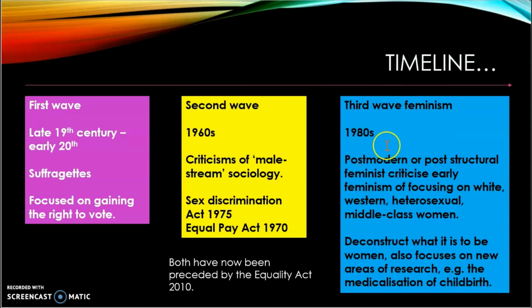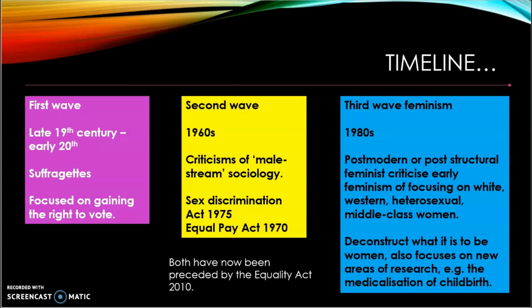And then the third wave of feminism is from the 1980s, and this is where we start to see our postmodern or post-structuralist feminists. Because before then, we assumed that all women were white, Western, heterosexual, middle class. What we wanted to look at with the third wave of feminism is the diversity of women and their experiences. These types of feminists start to deconstruct what it is to be a woman, and we start to see new areas of research. So there's a brief history of feminism.